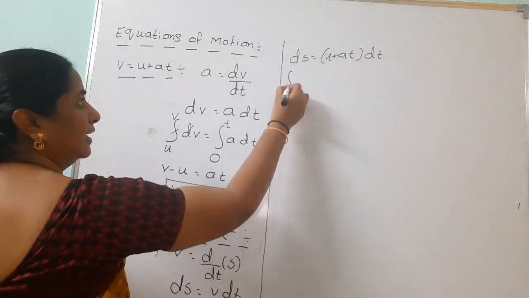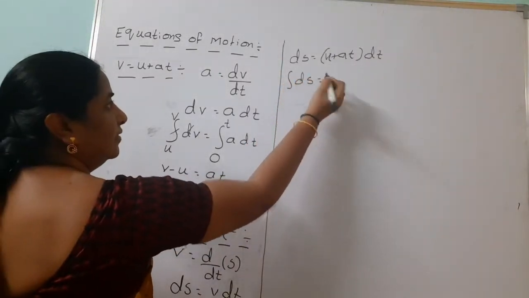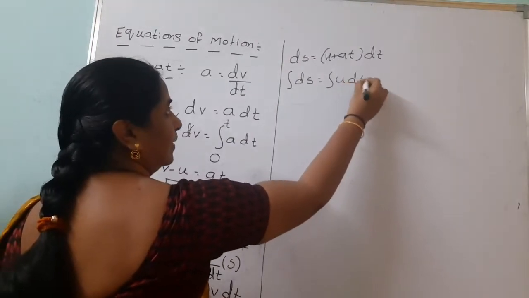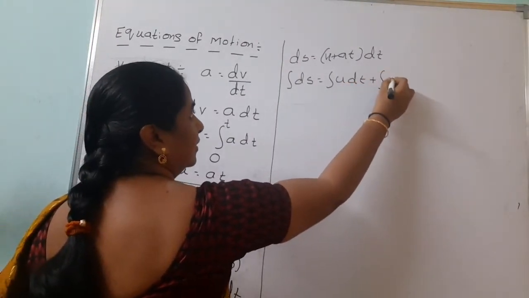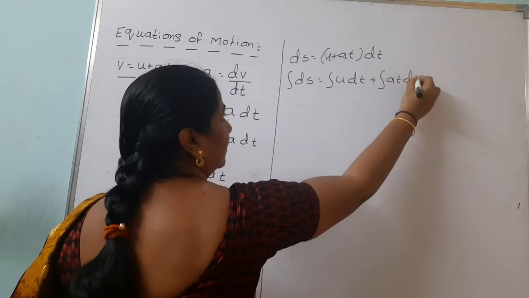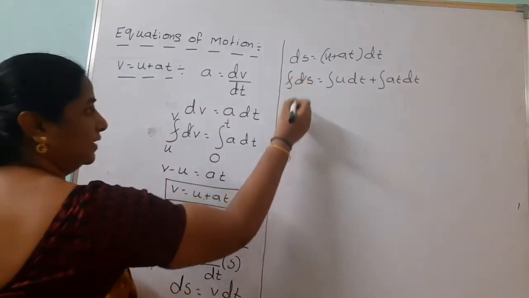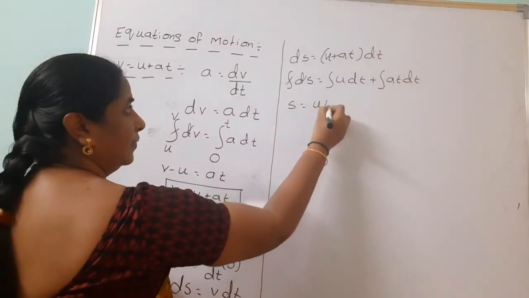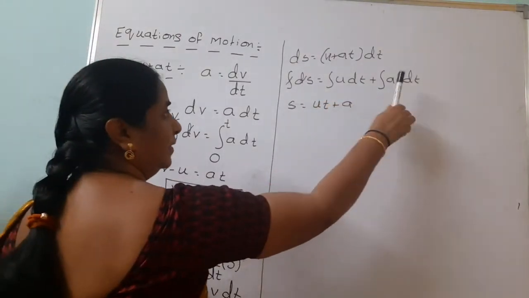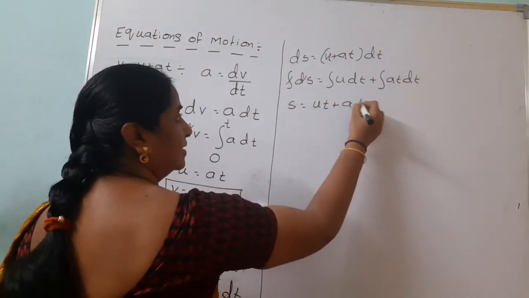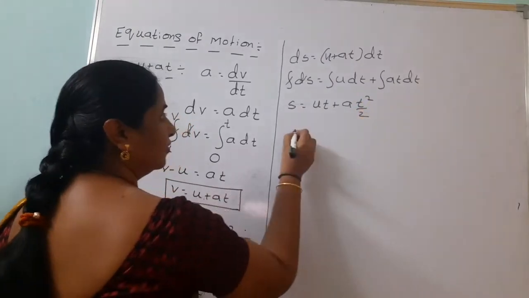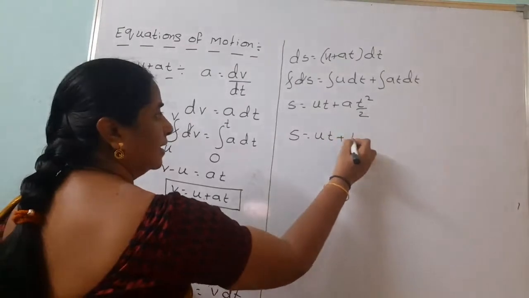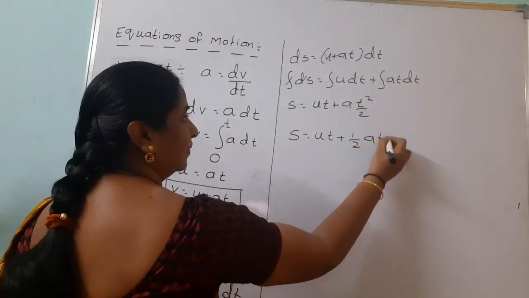Taking integration on both sides, the integral of ds equals the integral of u dt plus the integral of at dt. Here integration and differentiation cancel. You get s equals ut plus a into the integral of t dt, which is t square by 2. So finally we get s equals ut plus half at square.